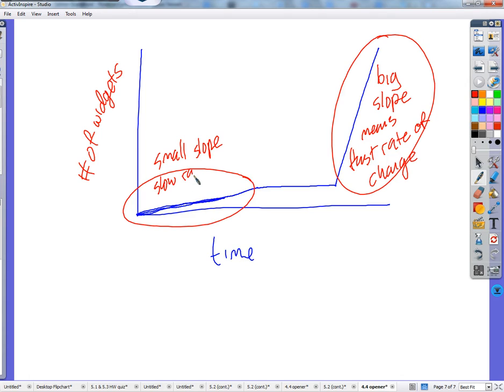Slow rate of change. That's a word. Slow rate of change. So big slope, big rate of change, or a fast rate of change. Small slope, slow rate of change. And what kind of a slope is this? No slope. Zero. There's no difference between a zero slope and no slope. Yeah. A zero slope exists and a no slope doesn't.